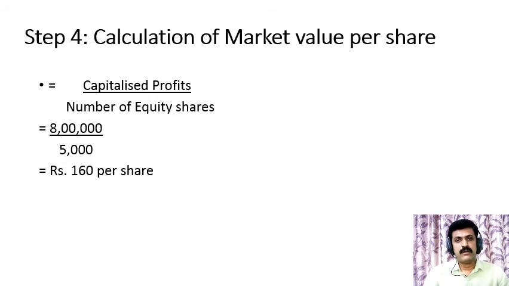And in the last step, we have to calculate the market value per share by using the equation capitalized profits divided by number of equity shares. Capitalized profits as per step 3 is rupees 8 lakhs divided by number of equity shares 5,000. The total value is 160 per share. So the market value per share is rupees 160.